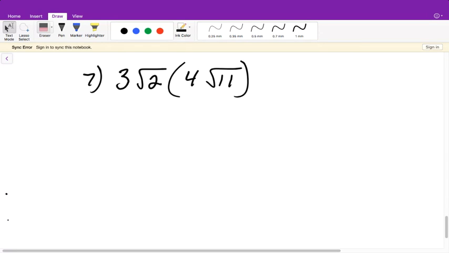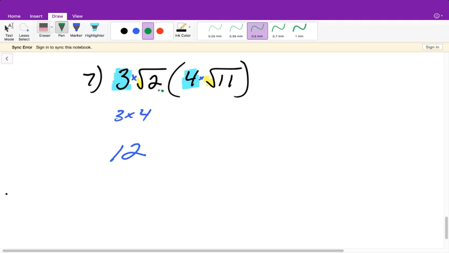All right, here we have 3 times the square root of 2. Remember, when it's written large like this, it's being multiplied. Parentheses mean times, so it's times 4 times the square root of 11. So first we look and see, before we can do anything, are the indices the same? Square root, yes. So now that means I multiply my likes with my likes. So I'm going to do 3 times 4. Well, 3 times 4 I know is equal to 12.